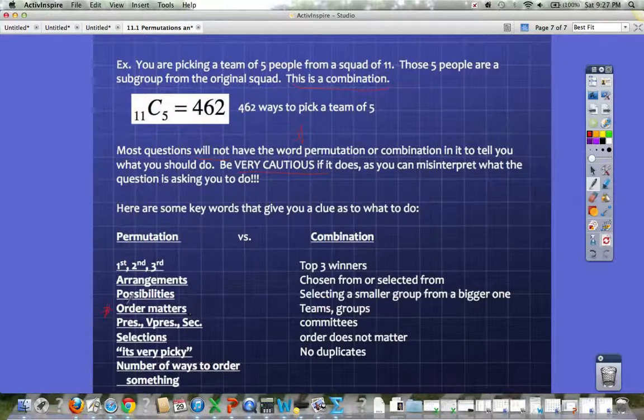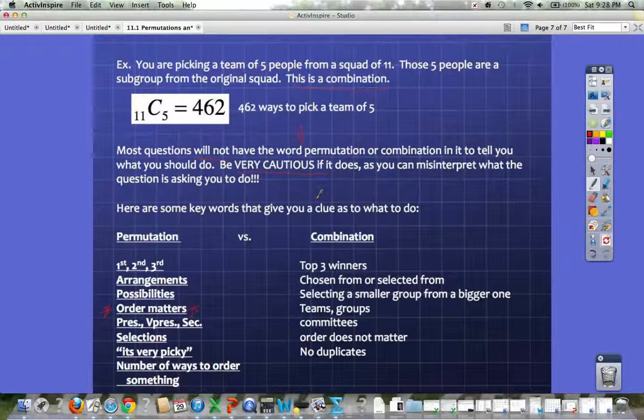Where order matters, that is a permutation, big deal. Order matters. President, vice president, secretary, any of those that has seniority, like general, squad leader, corporal, commander-in-chief, things like that, where it has a regimented order, a defined order that you have to go by. If it says selections, if it's very picky, that is a permutation, remember. And the number of ways to order something is another, if that's what they're asking you to do. Order matters, okay?